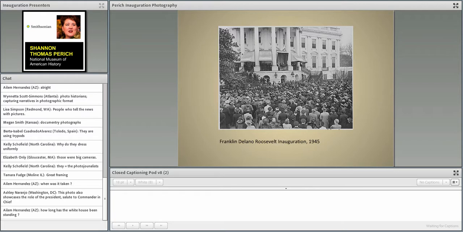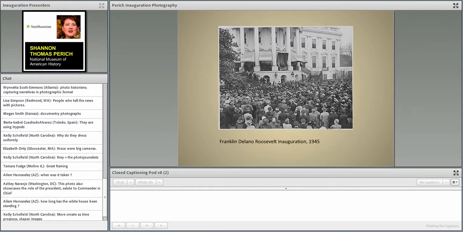And here we have FDR's inauguration, not at the Capitol, but rather at the White House in 1945. And we can think about why that would be. Kelly says from North Carolina that the images get more ornate as time progresses, and sharper, definitely sharper images. Ornate may be arguable. If you look at some of the early daguerreotypes, they're pretty fancy when they're cased up, but definitely sharper. And we're able to increase the film speed, and we're able to take more action shots.